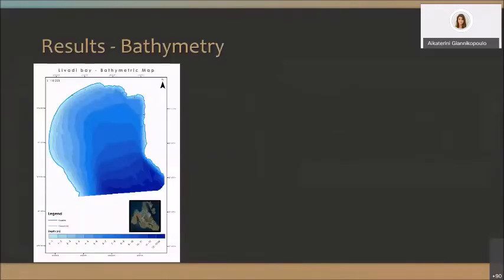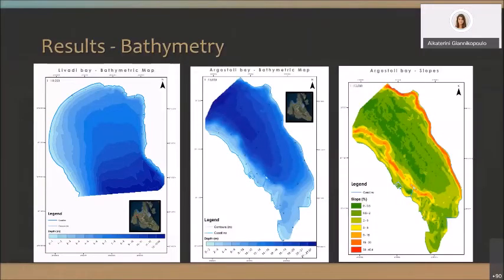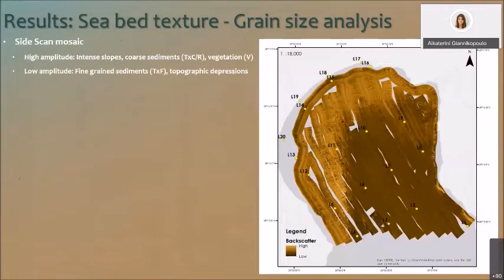Moving on to the results, this is the bathymetric map of Livadi Bay, and these are the results for the bathymetry of Argostoli Bay, accompanied by the slope map of the same area. Regarding the results of side-scan sonar imagery for Livadi Bay, identified features according to backscatter values are noted on the side-scan mosaic.